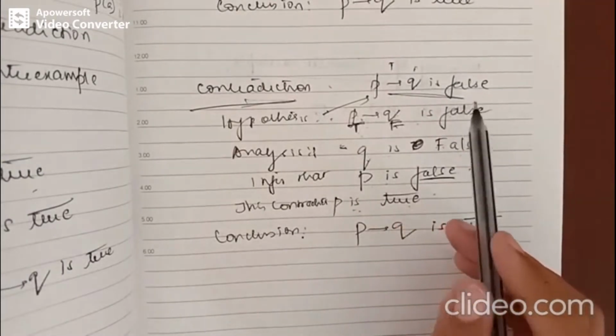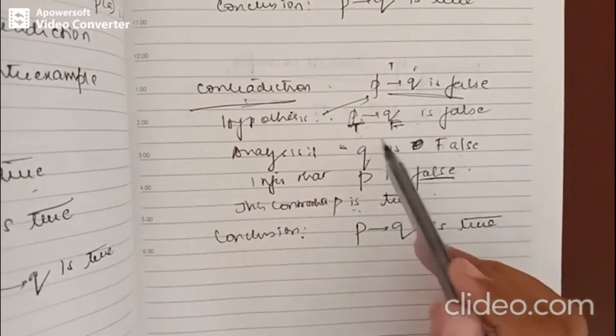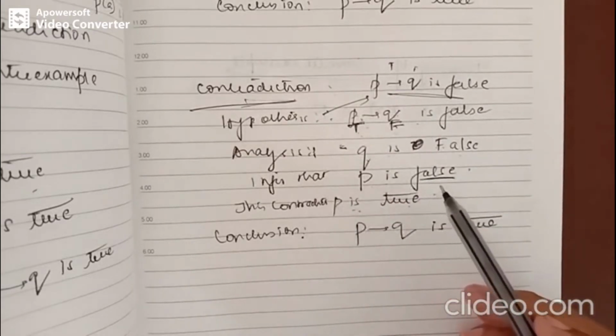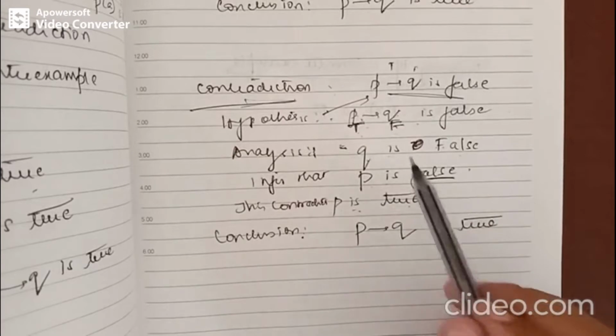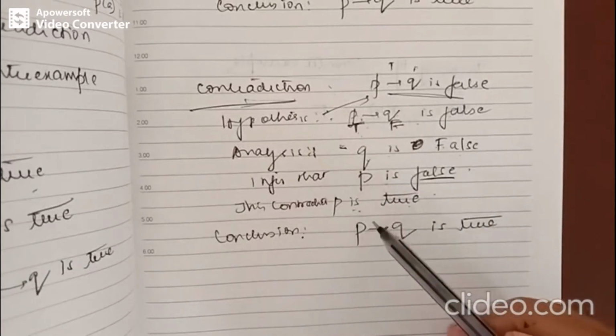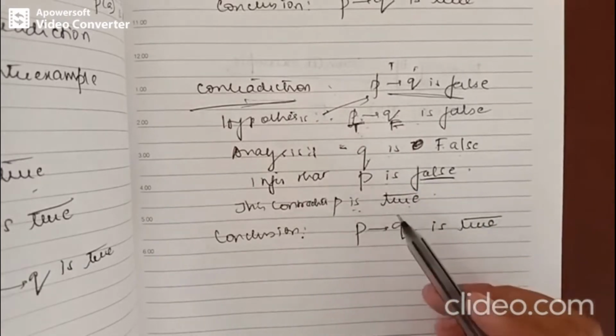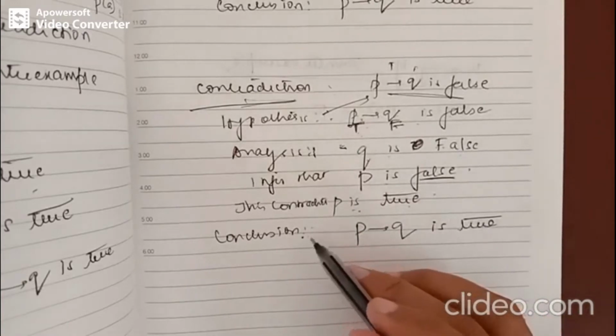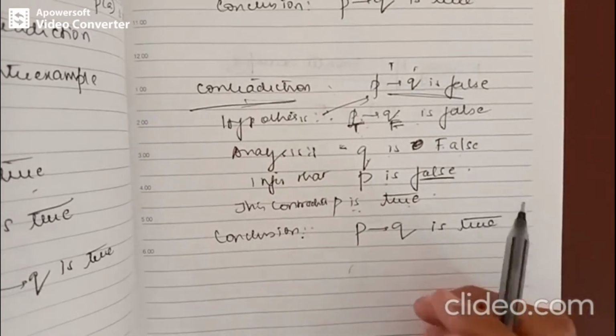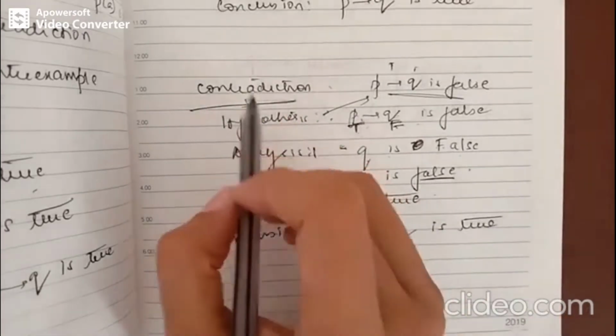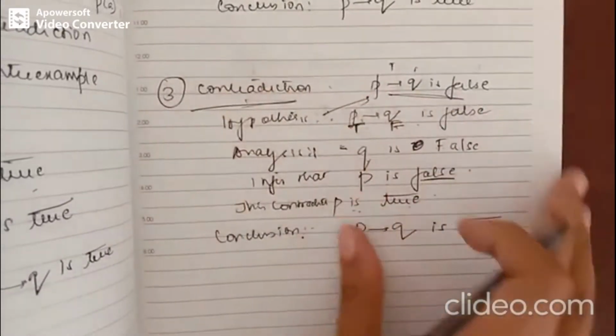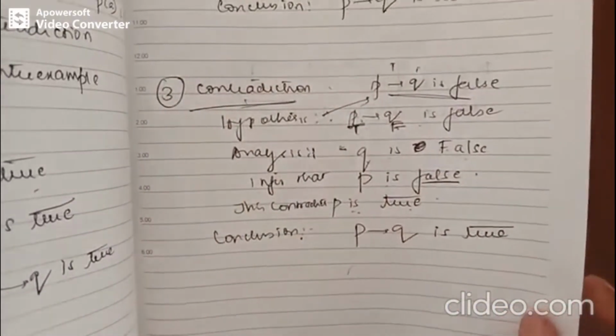But that means we have arrived in a different manner, right? We have got P is false and therefore whatever our assumption was there was false. It contradicted. Therefore we can say that P implies Q conditional has to be true. So this is nothing but proof by contradiction. So this is the third kind of proofs.